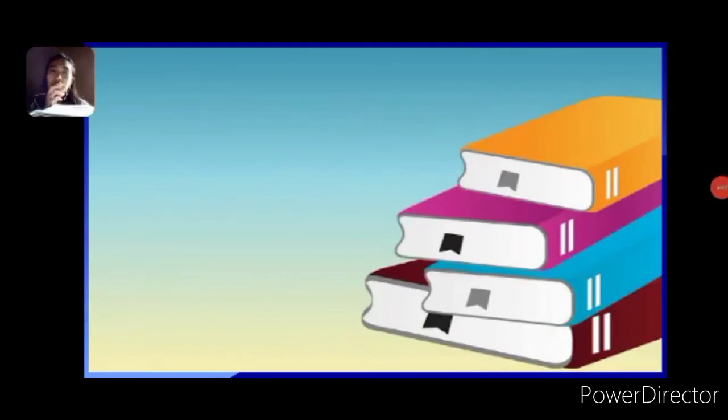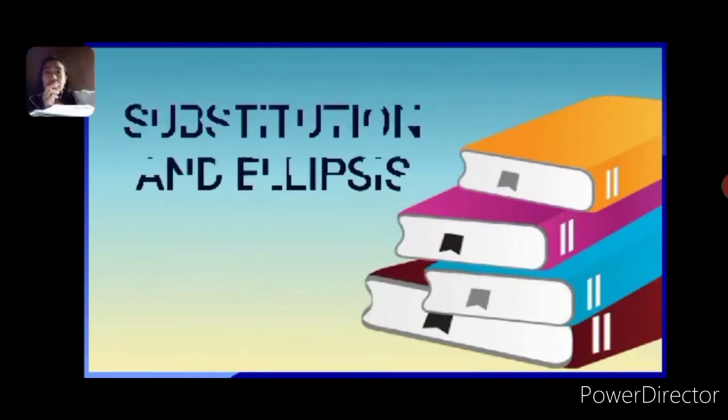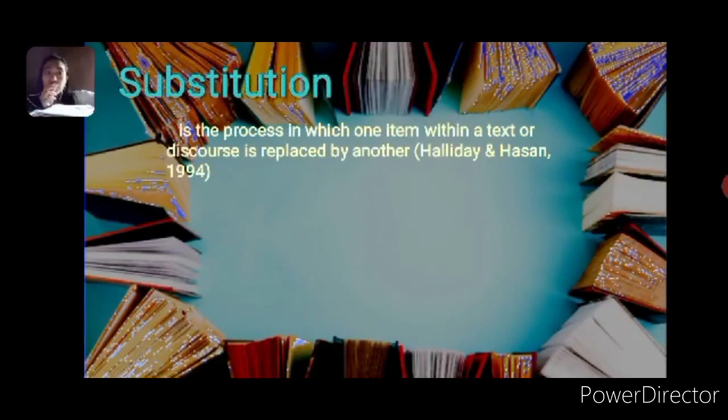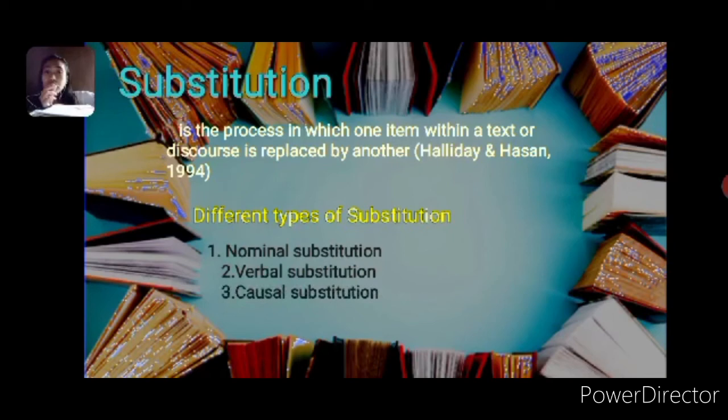So, good afternoon everyone. Let's proceed to the next topic, which is substitution and ellipsis. A further way in which texture is achieved in a text is through the use of substitution and ellipsis. First, let's define what is substitution. According to Halliday and Hasan, it is the process in which one item within a text or discourse is replaced by another. There are three different types of substitution: nominal substitution, verbal substitution, and clausal substitution.